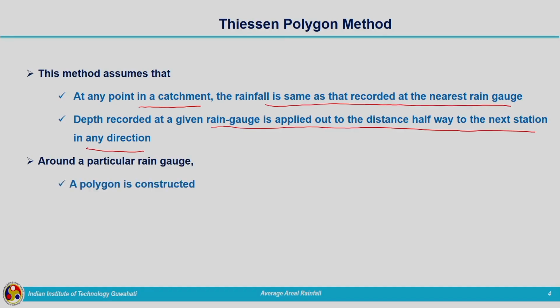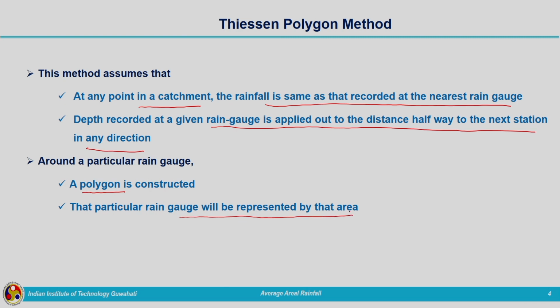Around a particular rain gauge, what will we be doing? We will be constructing a polygon. That is why it is called the Thiessen polygon method. Around a particular rain gauge a polygon is constructed, and that rain gauge is the representative rain gauge corresponding to the area within the polygon.